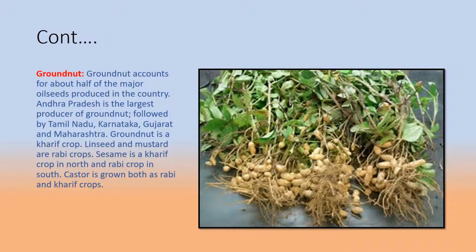Groundnut is a kharif crop. Linseed and mustard are rabi crops. Sesame is a kharif crop in north and rabi crop in south. Castor is grown both as rabi and kharif crops.